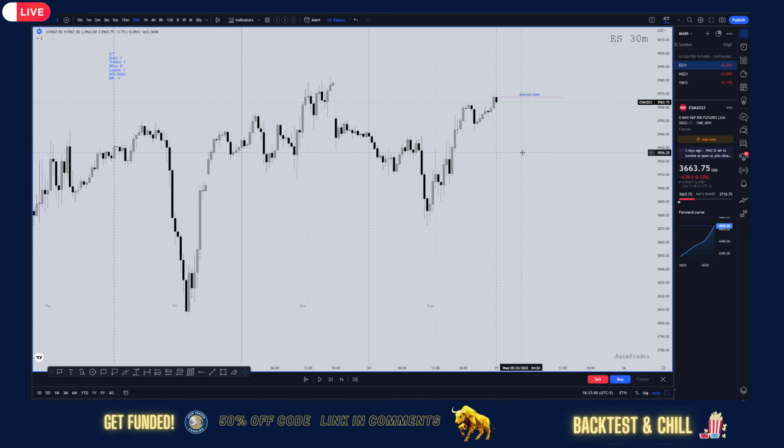We're going to Tuesday, we're going into Wednesday. So this would be the bias that this would be the low of the week for us. So any kind of trade that comes into here we considered discount.